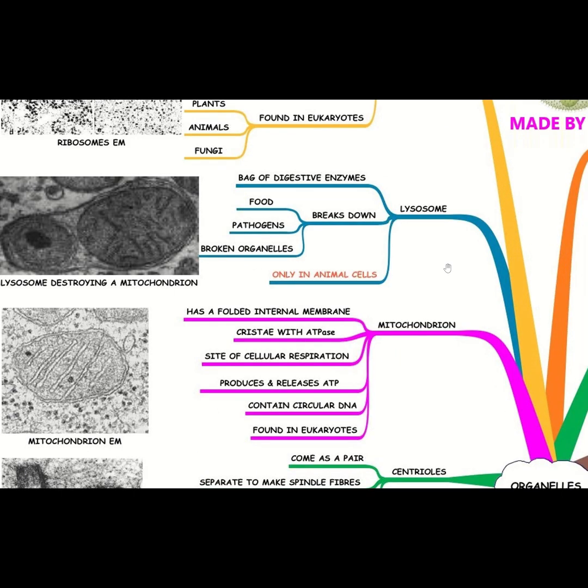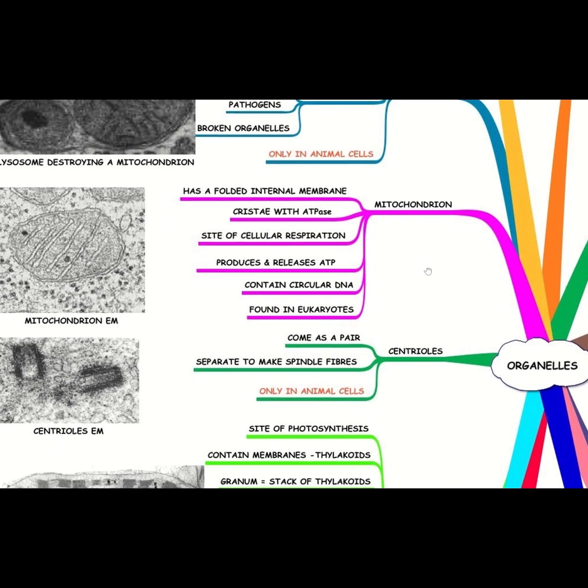The lysosome is only found in animal cells. It's a bag of digestive enzymes that breaks down food, pathogens, and broken organelles. So here is an electron micrograph looking at a lysosome breaking down a broken mitochondrion. And then we get to the mitochondrion.